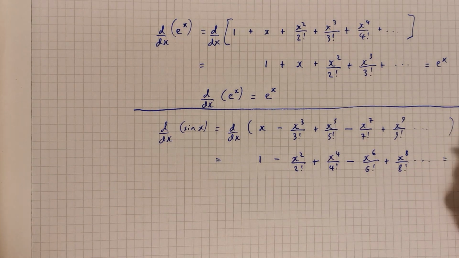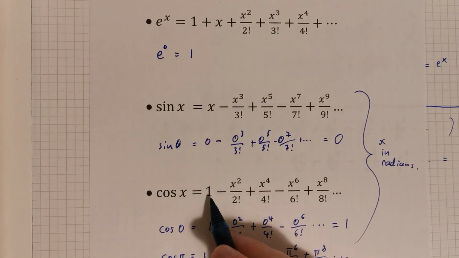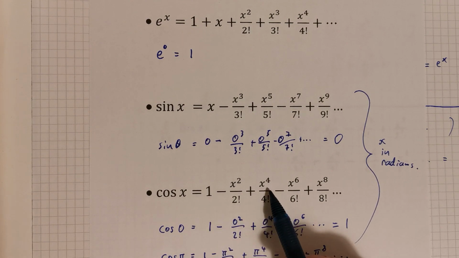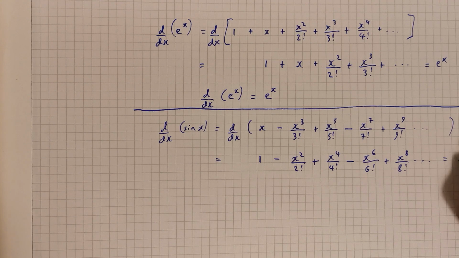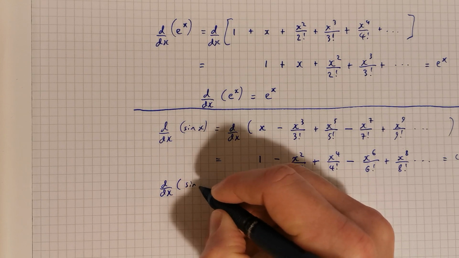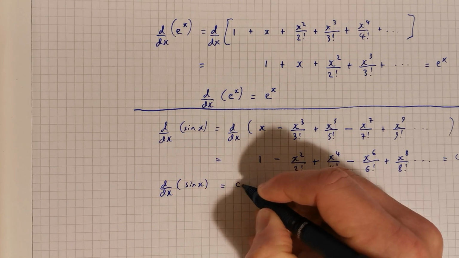And what do we get there? Well, if we look back at our Maclaurin series page, that is actually what cosine is. 1 minus x squared over 2 factorial plus x to the power of 4 over 4 factorial, etc. This is actually equal to cosine of x. So the derivative with respect to x of sine of x is cosine of x.